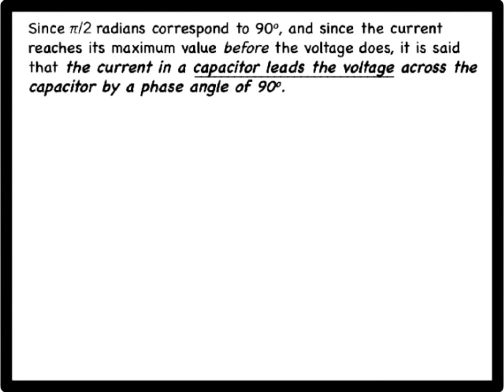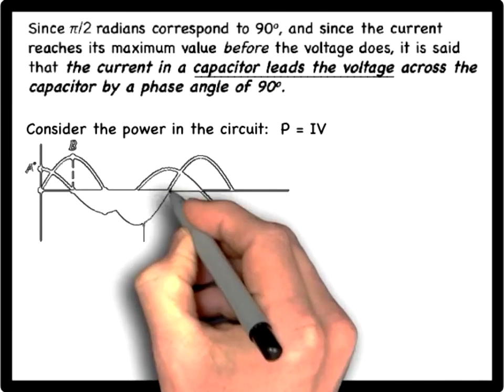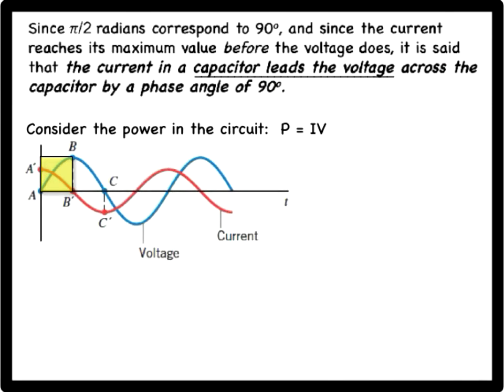Consider now the power in the circuit, which is the product of the current times the voltage. For the time interval between points A and B, or A' and B', both the current and voltage are positive. Therefore, the instantaneous power is also positive, meaning that the generator is delivering energy to the capacitor. However, during the period between B and C, or B' and C', the current is negative while the voltage remains positive, and the power, which is the product of the two, is thus negative. During this period, the capacitor is returning energy to the generator.